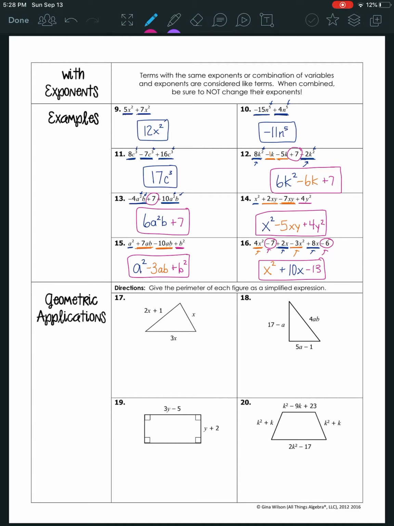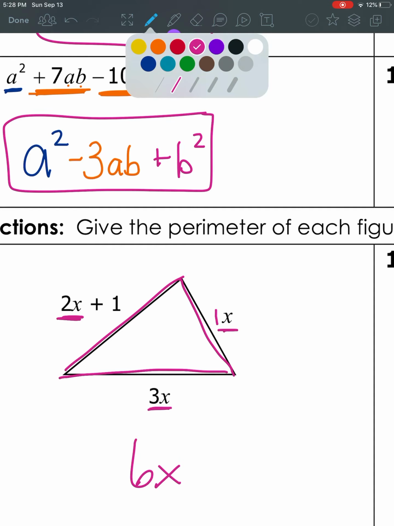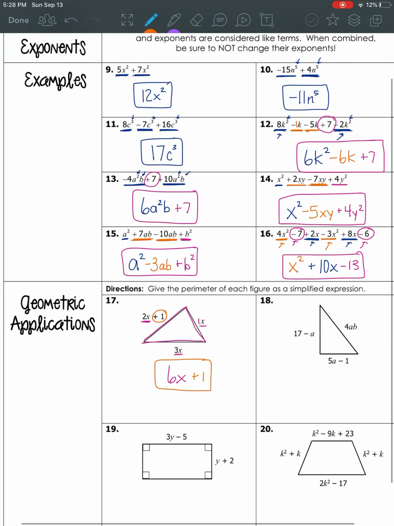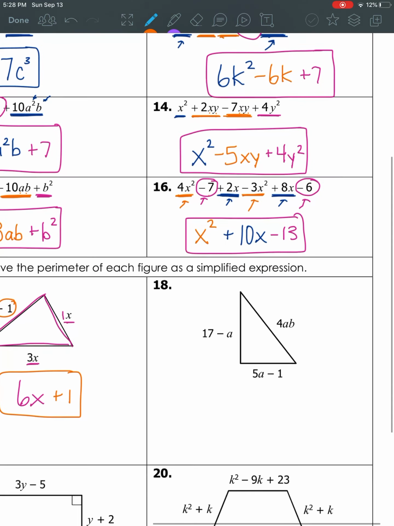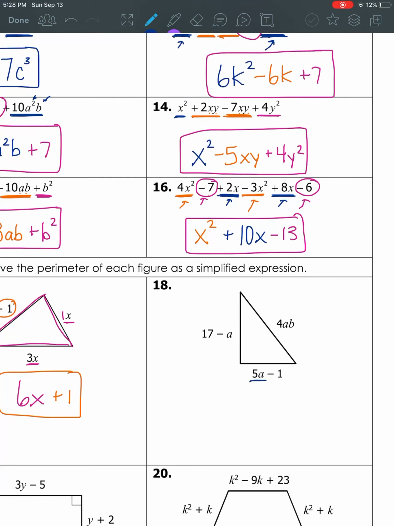Okay. Last examples, here's some geometric applications where we just combine like terms. Perimeter, remember that means that we're going to add up all the sides. So we have 2x, 3x, and remember this is a 1x. So 2 plus 3 is 5, plus 1, we have 6 total x's. And then we have one constant, so plus 1. There is our perimeter.